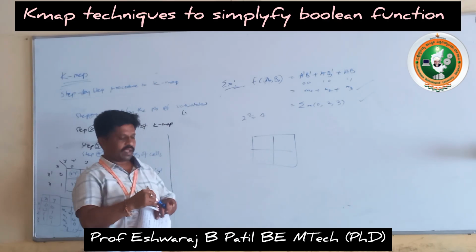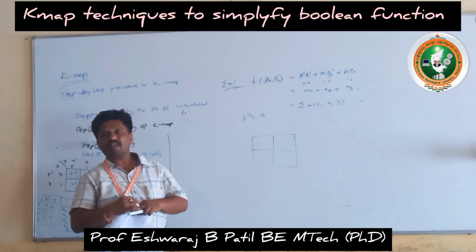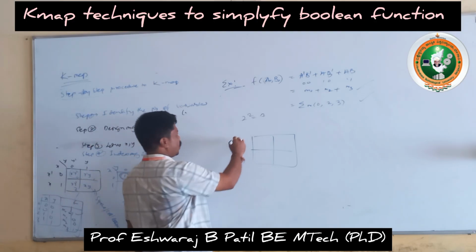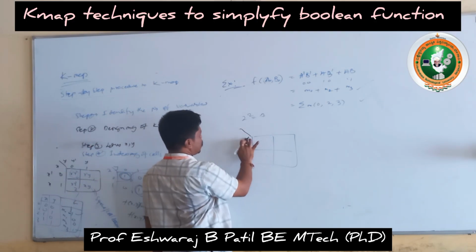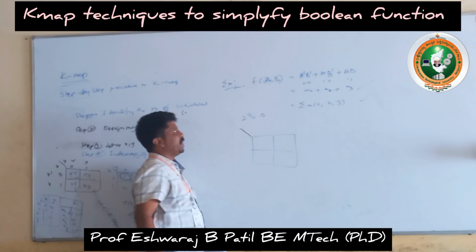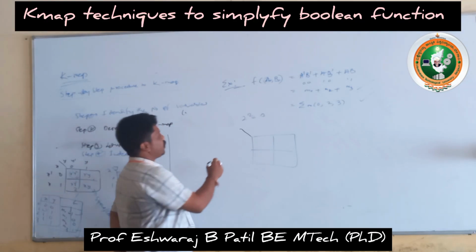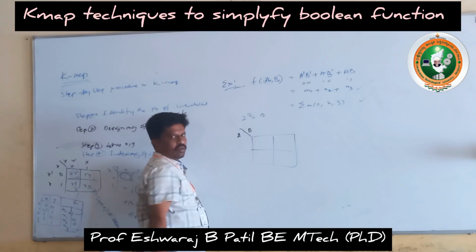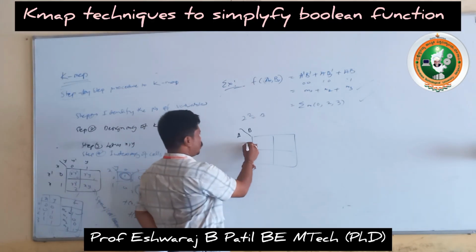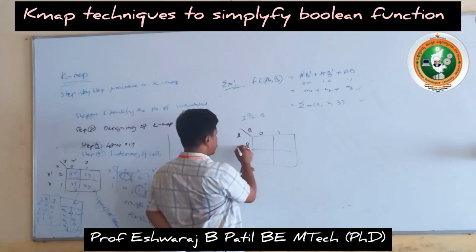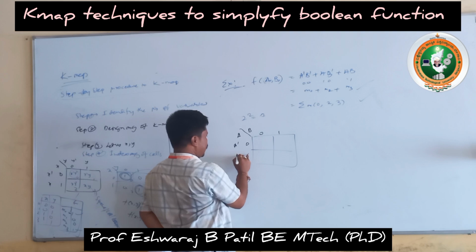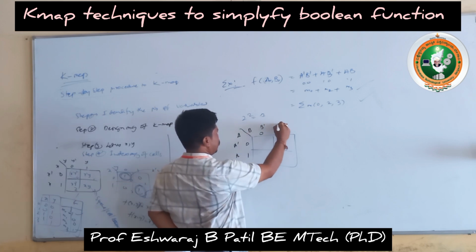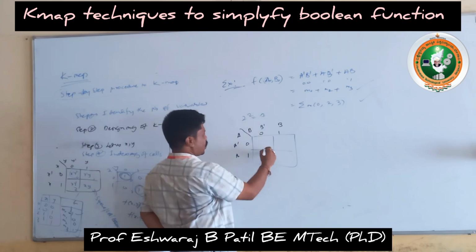Then divide the K-map into rows and columns: this is the row side and this is the column side. Take the two variables, one variable on the row side and the other on the column side. With the values 0 and 1, this is A dash, A, and this is B dash, B. Then row with column, row with column.